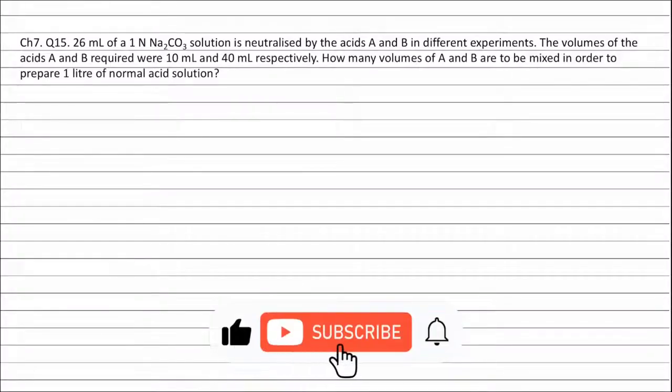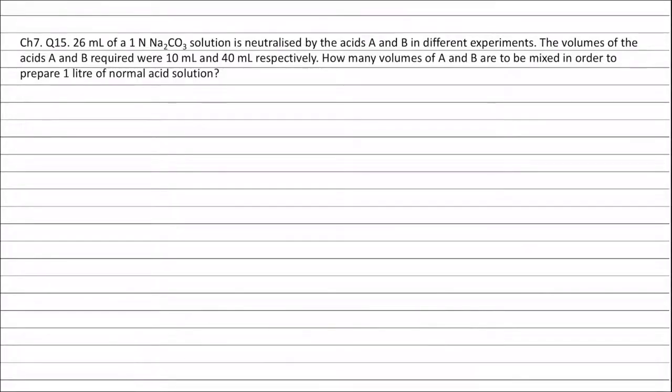Question 15. 26 milliliter of a 1N Na2CO3 solution is neutralized by the acids A and B in different experiments. The volumes of the acids A and B required were 10 milliliter and 40 milliliter respectively. How many volumes of A and B are to be mixed in order to prepare 1 liter of normal acid solution?